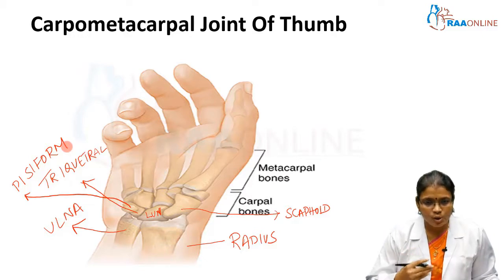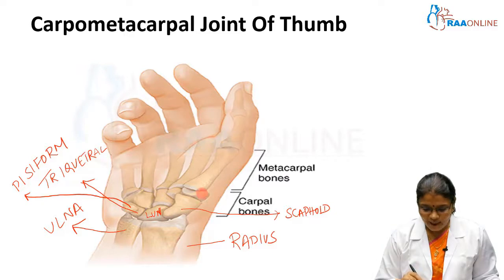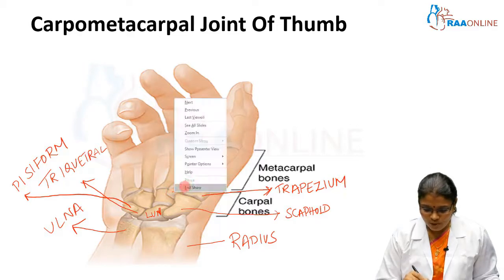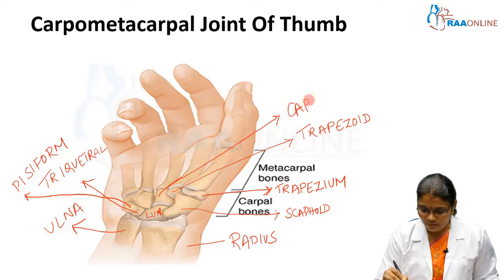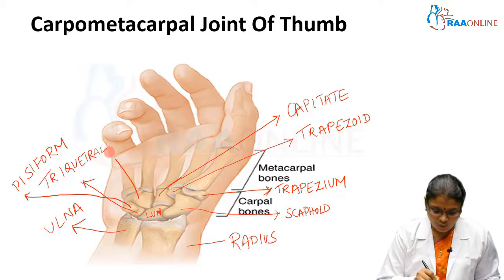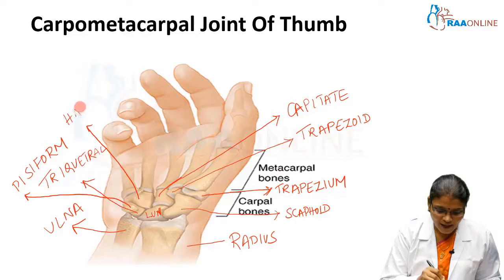Now you have the distal row of carpal bones. They can be called as from lateral to medial side. This bone is the trapezium. This bone is called as trapezoid. This bone is called as capitate. And the medial most carpal bone is called as hamate.